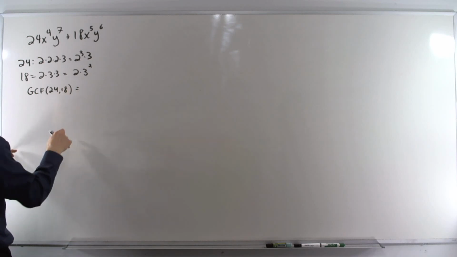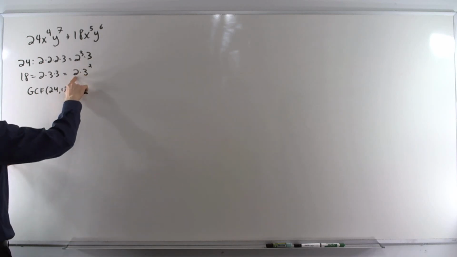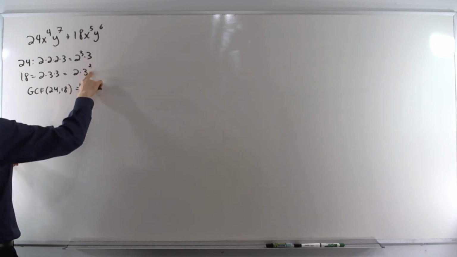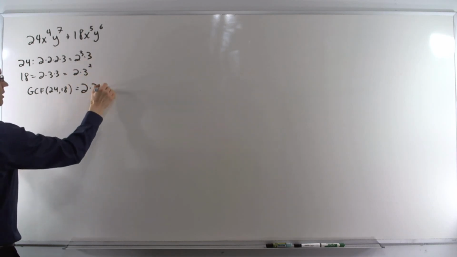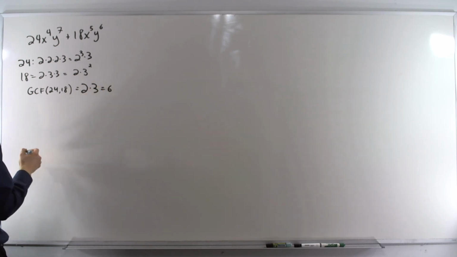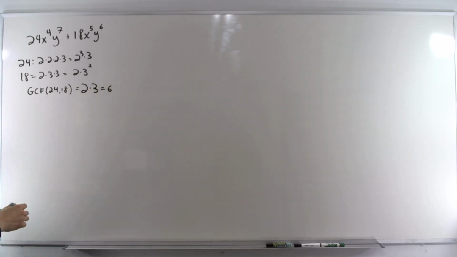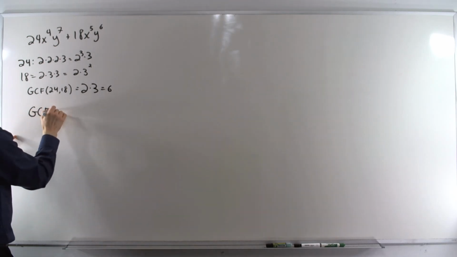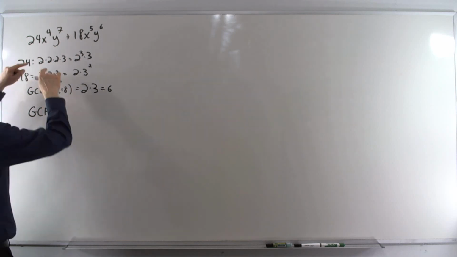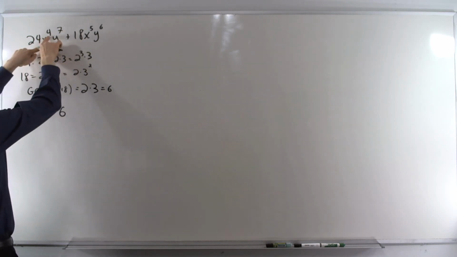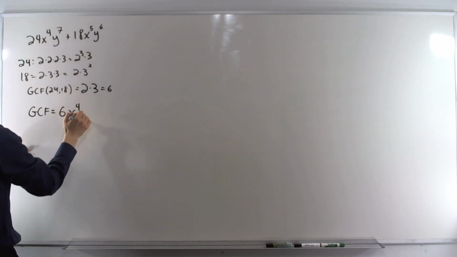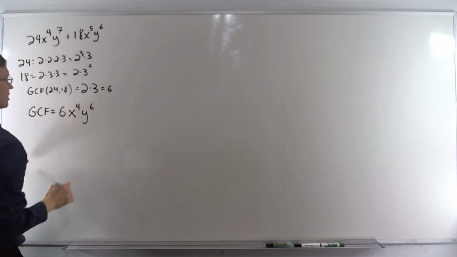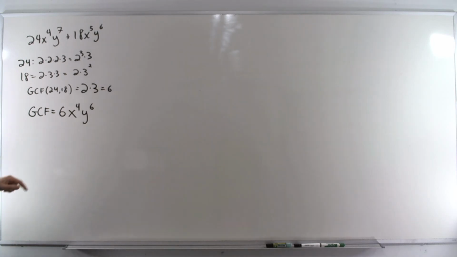So greatest common factor then, we've got matching bases at 2. Smallest exponent is 1. Matching bases at 3. Smallest exponent is 1. So that gives us a GCF of 6. All right, now for the variables, x to the fourth and x to the fifth, smaller exponent is 4. Y to the seventh, y to the sixth, smaller exponent is 6. All right, there's our GCF.